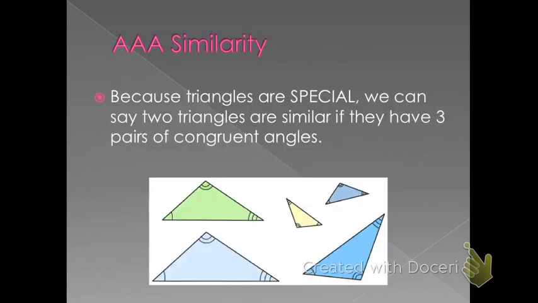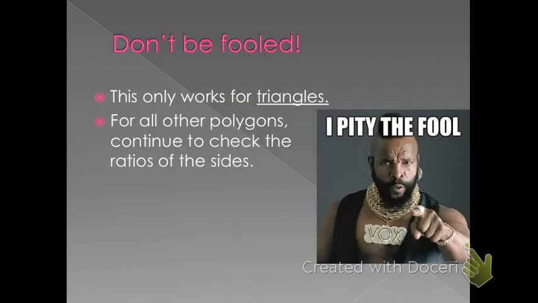Since triangles are special, though, we can actually prove that two triangles are similar with only knowing that we have the 3 pairs of congruent angles. So all of these triangles that you see here, even though we don't know the side lengths, we do know that they are similar. This goes back to the fact that triangles are special. It doesn't work for other polygons. This only works for triangles. Don't be fooled into thinking that you can just check angles with other polygons. You need to continue to check the ratios of the sides.